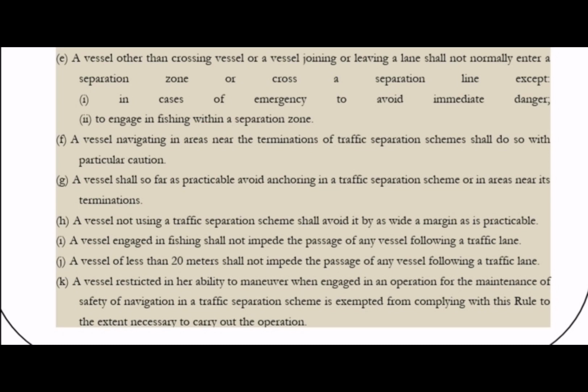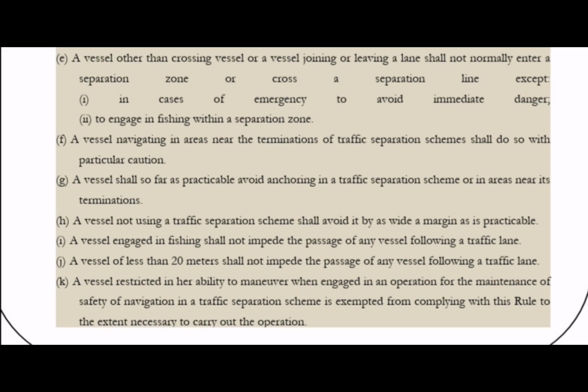Next, the paragraph letter F. A vessel navigating in areas near the terminations of traffic separation schemes shall do so with particular caution. So, in this paragraph, if the vessel is coming out of the traffic separation scheme, it shall exercise particular caution, because that's the busy part of the traffic separation scheme, the area where the vessels come in and out.